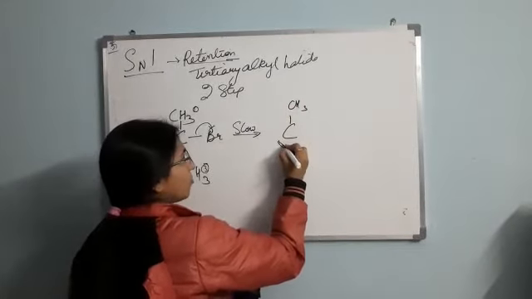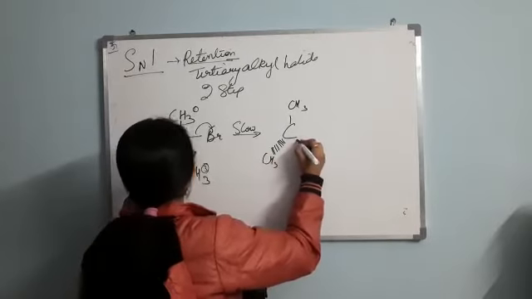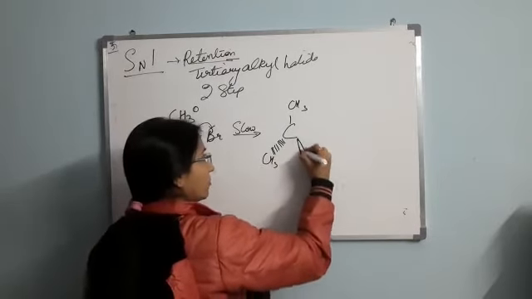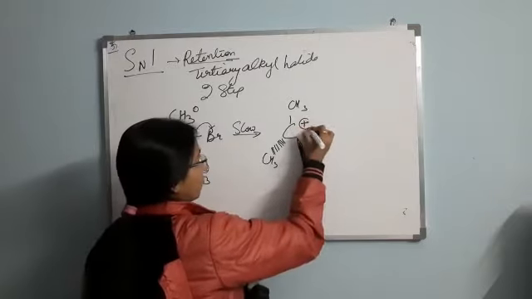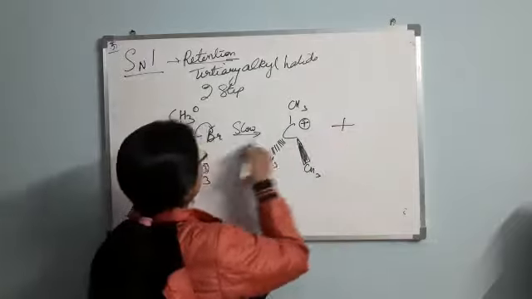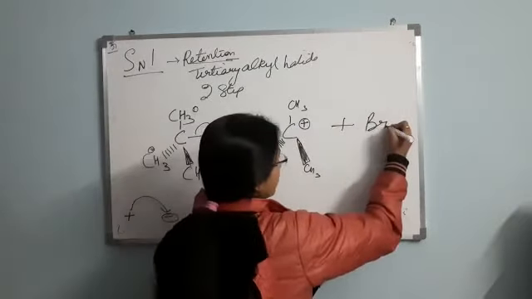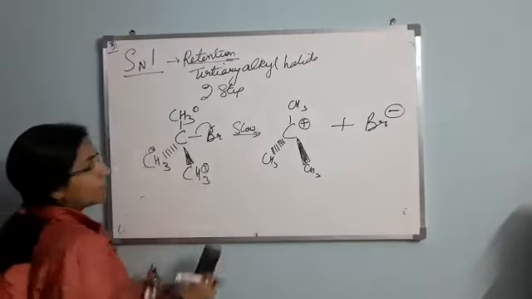See, now what is going to happen? CH3, there will be no change in the configuration. Reason being there is no attack of nucleophile from the backside. Fine. And now there will be the formation of a carbocation, and the halide is removed from here.